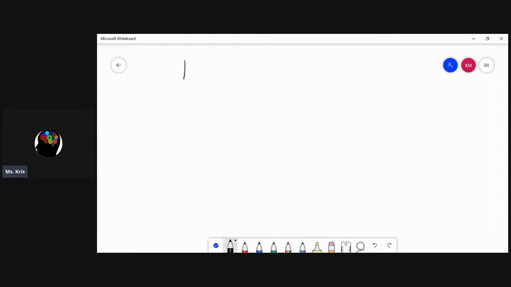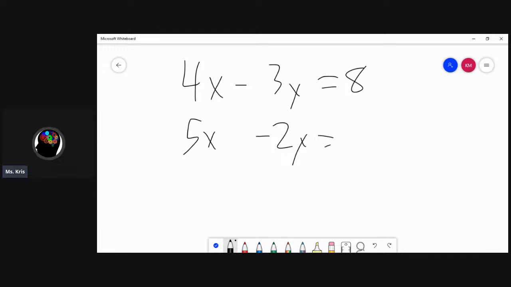Now, let's try 4x minus 3y equals 8. Then 5x minus 2y, that equals a negative 11. So you remember how I said with one of these equations, you will have to multiply both of them and either make one negative and one positive? This is one of those equations.